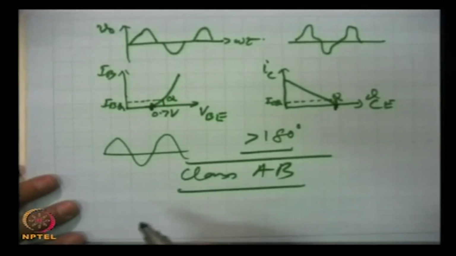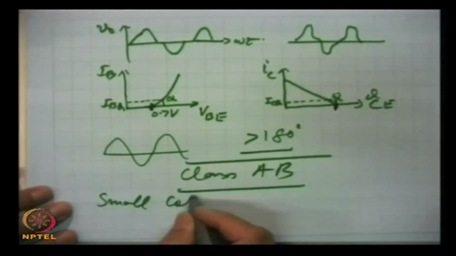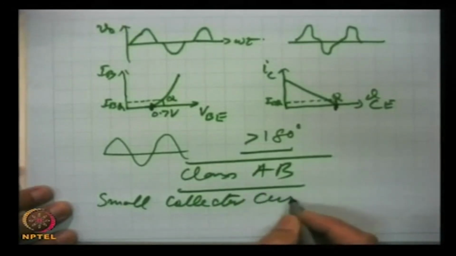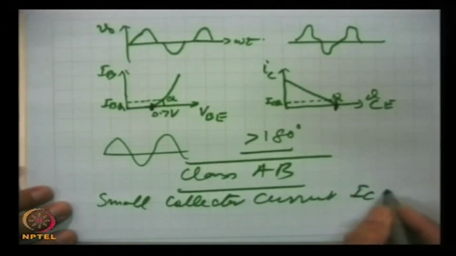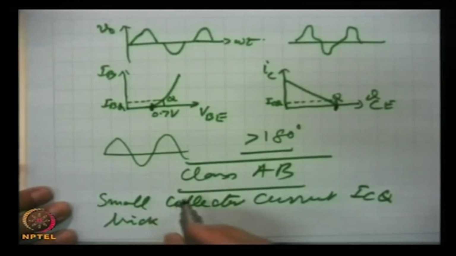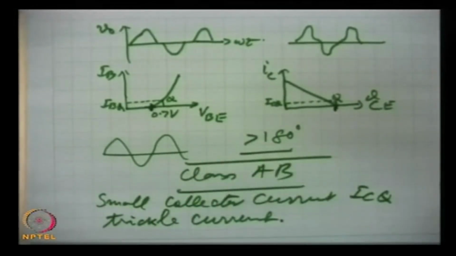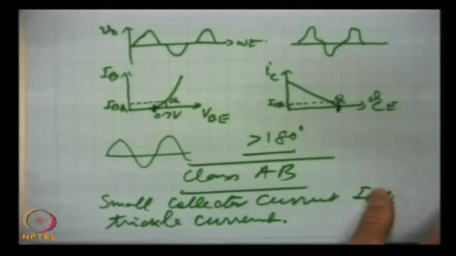And this small collector current ICQ is known as trickle current. So, this trickle current provides the forward bias required, and both the transistors are in the exact conduction state. Now, briefly we take biasing of class AB push pull amplifiers. Biasing.